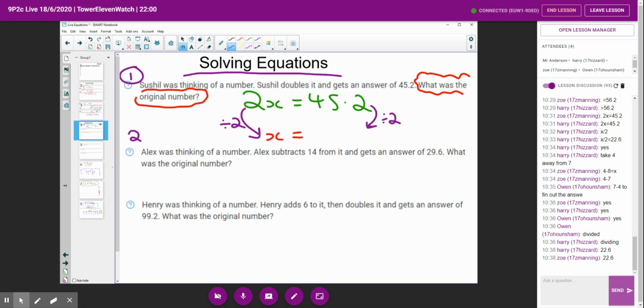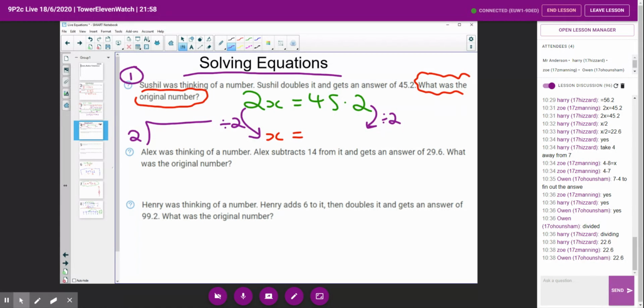Dividing by 2, so 2 on the outside, 45.2 on the inside. How many 2's go into 4? It goes into it 2 times, because 2 times 2 is 4. How many 2's go into 5? Again, it goes into it 2 times. But 2 times 2 is 4. I didn't want 4, I wanted 5. I'm 1 number away from where I need to be. So that 1 goes on the front of the 2 after it.